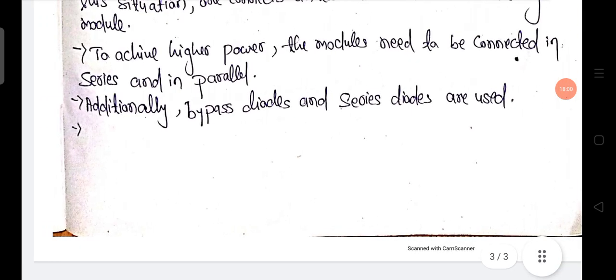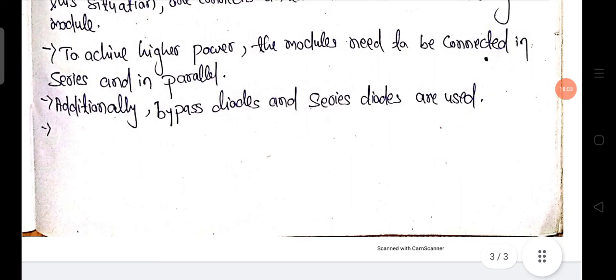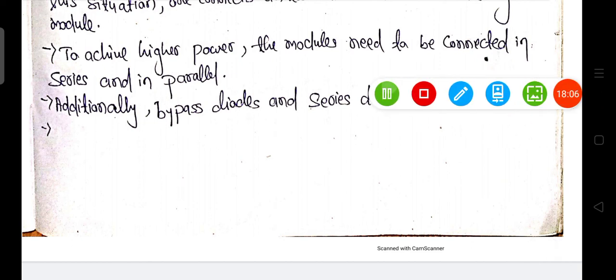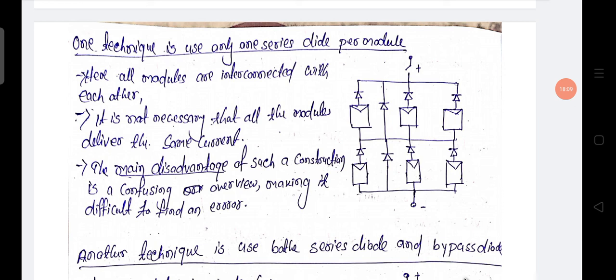Now let us see one technique. One technique uses only one series diode per module. This is one technique of connection of modules. Here all modules are connected with each other. It is not necessary that all the modules deliver the same current. The main disadvantage of such a construction is a confusing overview, making it difficult to find an error.